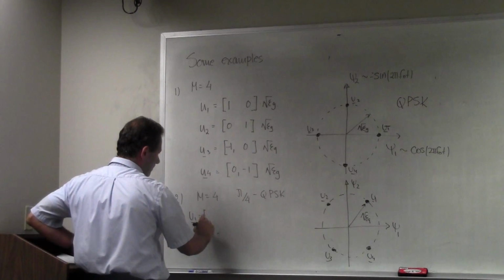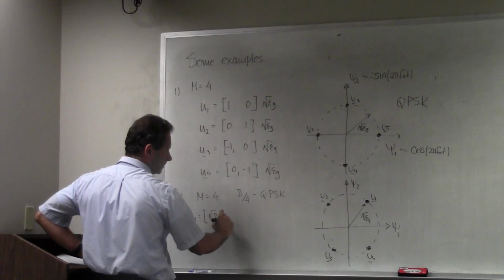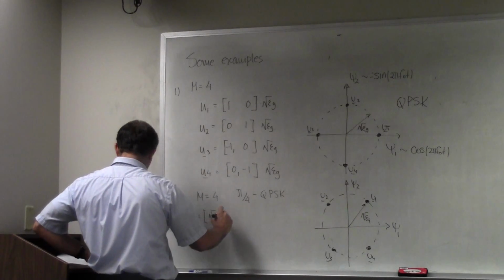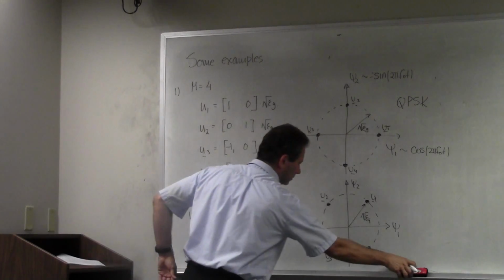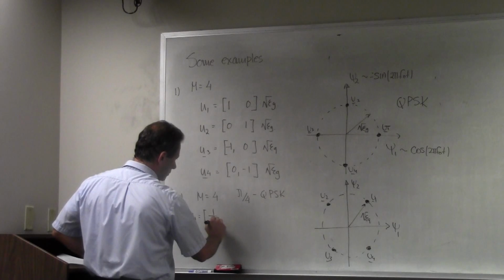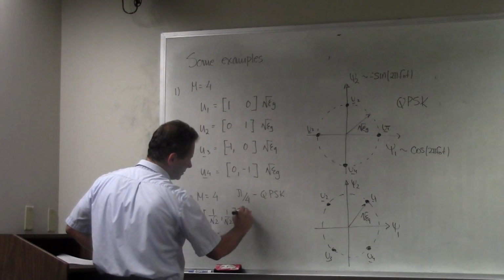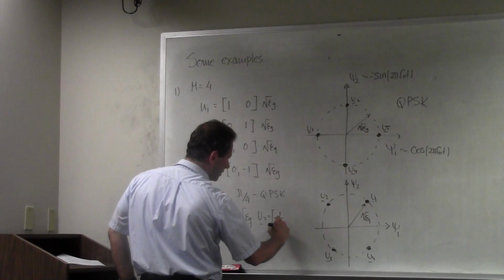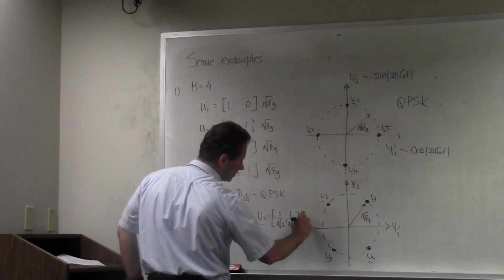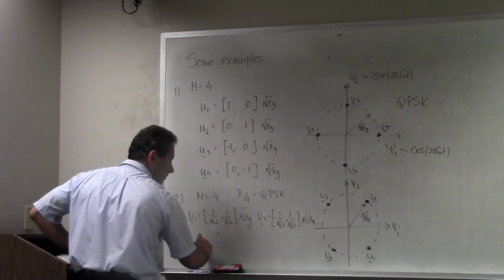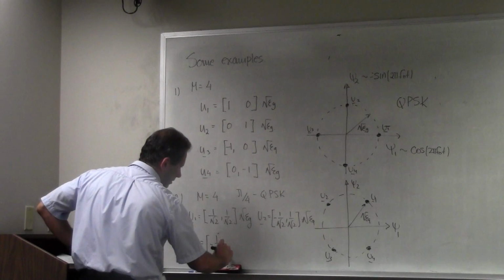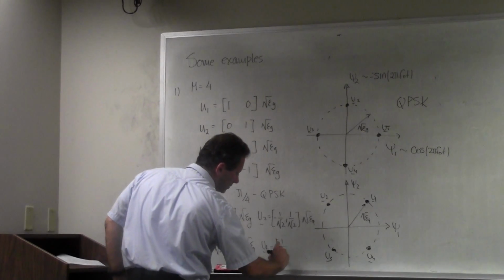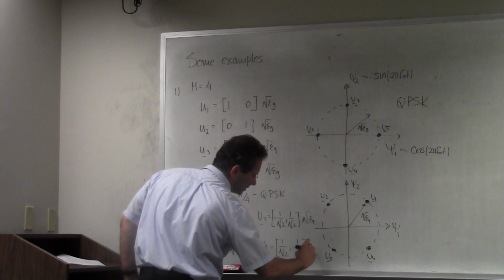So U1 is going to be square root of 2 over 2, right? Or 1 over square root of 2. So 1 over square root of 2, 1 over square root of 2 times the square root of energy. Your U2 becomes minus 1 over square root of 2, 1 over square root of 2 times the square root of energy, and U3 becomes minus 1 over square root of 2, minus 1 over square root of 2 times the square root of energy, and then U4 is equal to 1 over square root of 2, minus 1 over square root of 2 times the square root of energy.